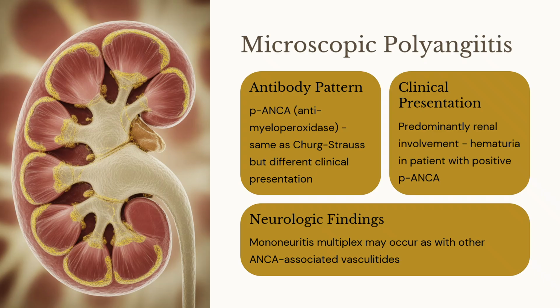But in Wegener's they will have a positive C-ANCA. So when there is renal involvement with the P-ANCA, then it is microscopic polyangiitis. As I told you, in Wegener's, in Churg-Strauss, and in microscopic polyangiitis, mononeuritis multiplex can occur.